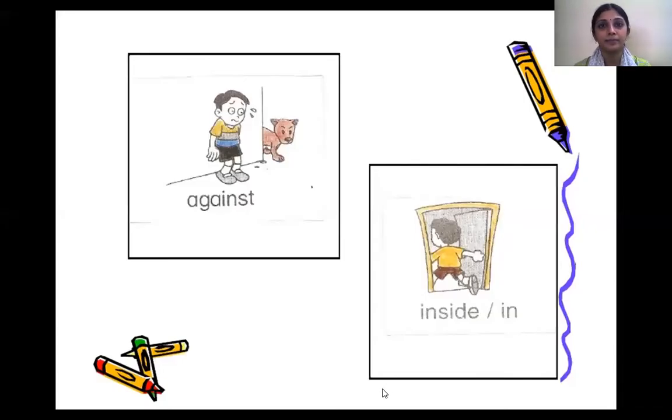Then the next one is inside or in. The students are in the classroom, we say. The students are inside the college, we say. When you are traveling and when you all are going on a picnic and you are sitting in the bus, then we say that all the students, all the picnic goers are inside the bus. No one is outside. All right.